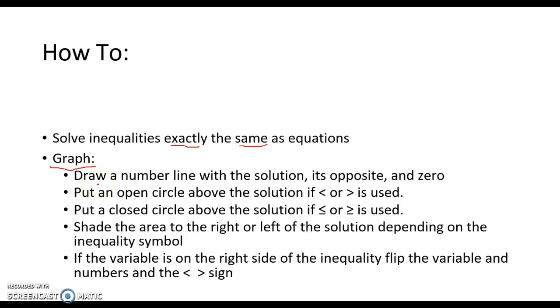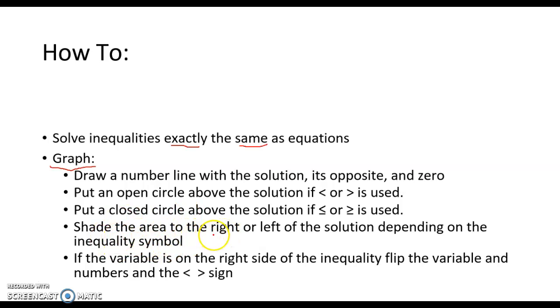So first, you need to fill in that we're going to draw a number line with the solution, its opposite, and 0. There are 2 different kinds of dots that are used. We will either put an open circle if it is a less than or a greater than sign, and this is the less than sign, the first one here. This is a greater than sign. If the value has this line underneath it, that means that it is less than or equal to or greater than or equal to, and so we show that with a closed dot. And I'll explain kind of why that is here in a second.